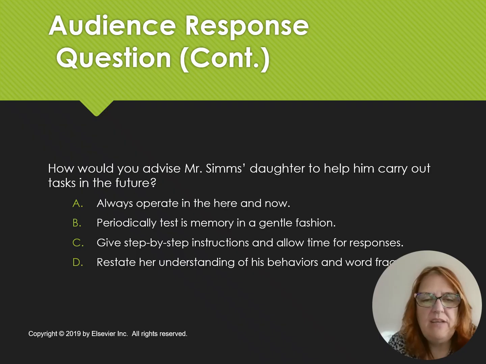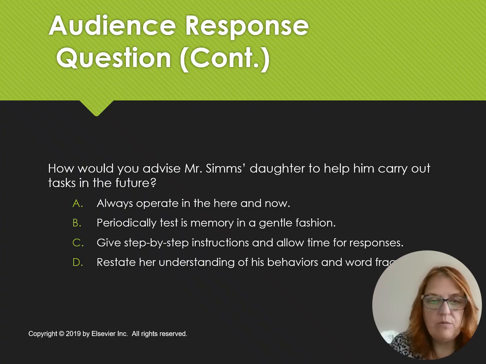And how would you advise Mr. Sims's daughter to help him carry out tasks in the future? The answer is C, simplify tasks for the patients with apraxia. Complex instructions are particularly frustrating, so you want to give step-by-step instructions and time for response.